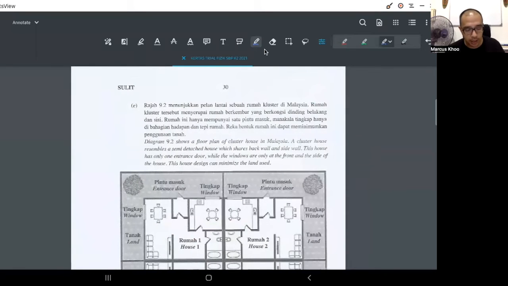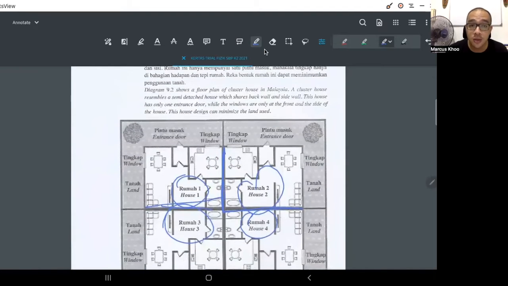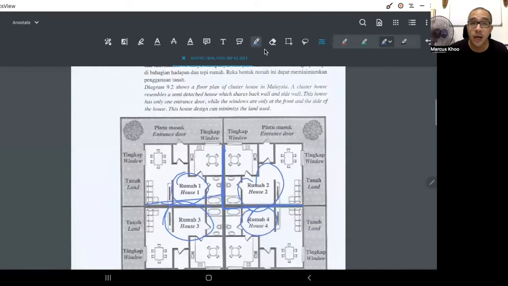Okay, now come to this very interesting question. Diagram 9.2 shows a floor plan of cluster houses in Malaysia. A cluster house resembles a semi-detached house which shares the back and the side wall. So this one house, one house, one house, one house like that. The house only has one entrance door and the windows are only at the front and at the side of the house. This house design can minimize the land use.